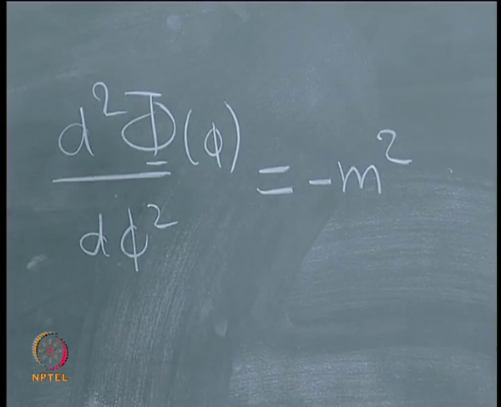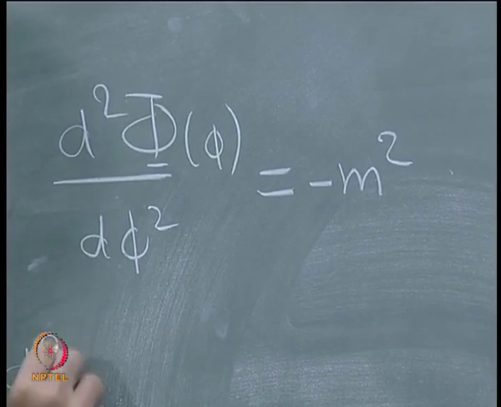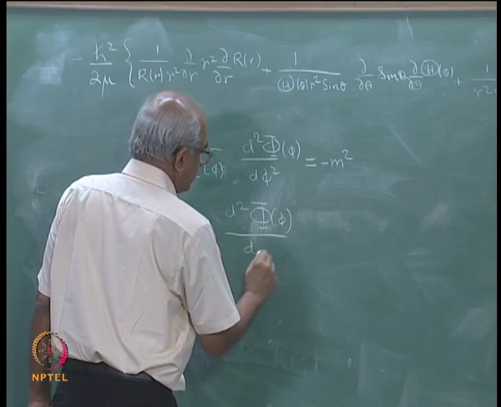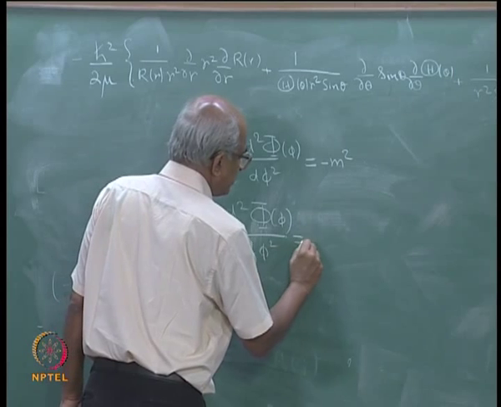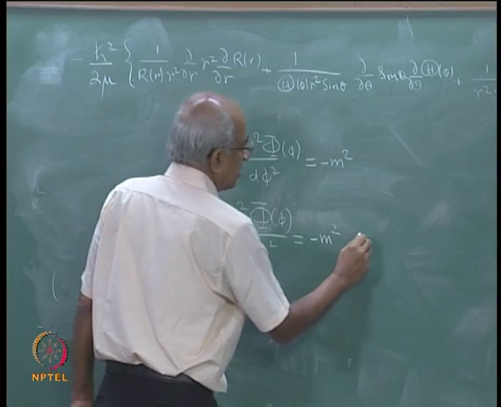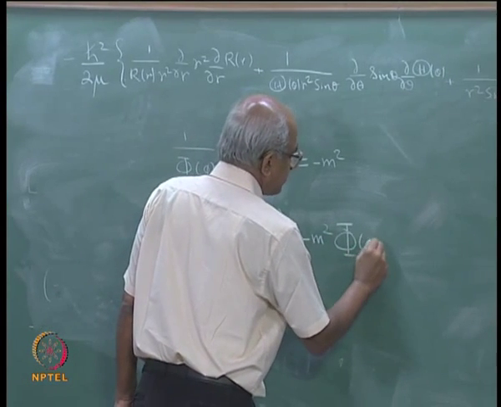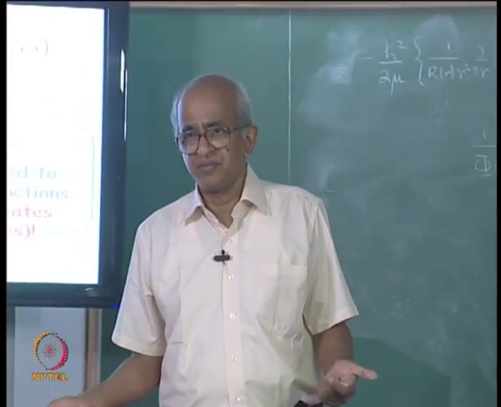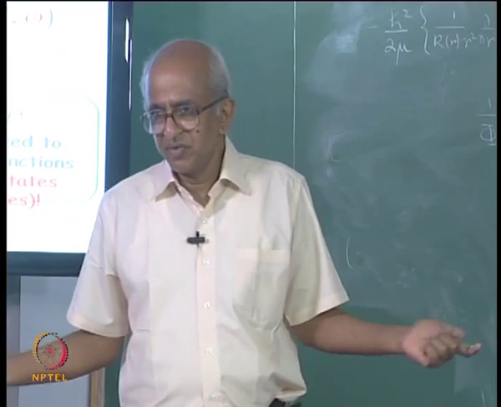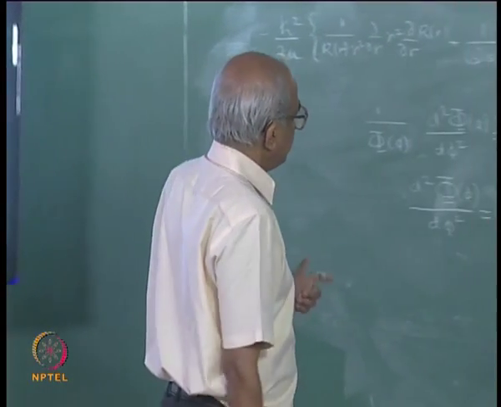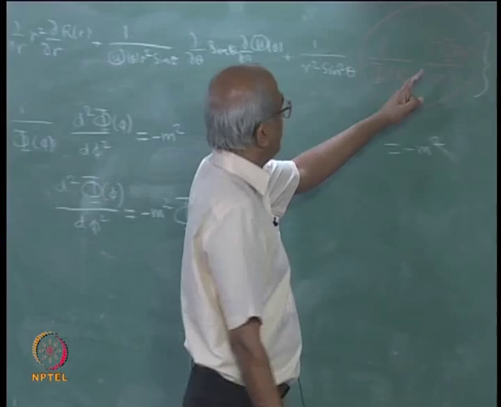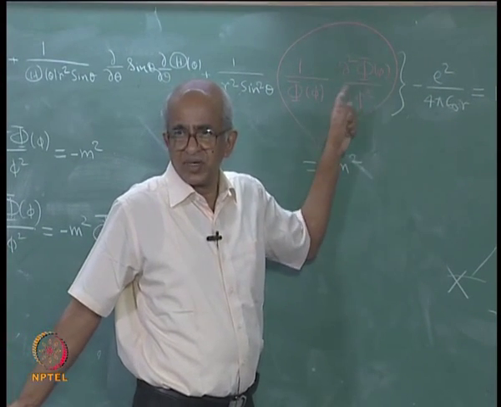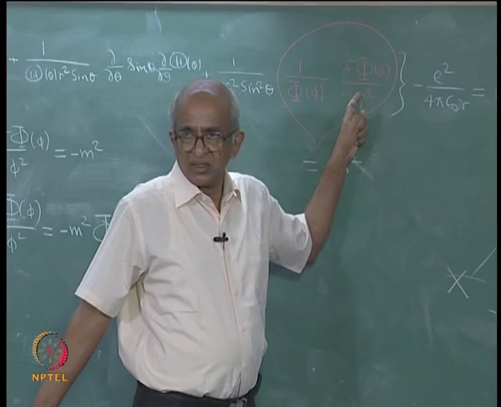Or if you multiply throughout by capital Phi, what happens is you will get d square capital Phi by d phi square is equal to minus m square capital Phi of phi. This is a fairly simple differential equation and you can solve it, right, not difficult to solve at all. So therefore we have successfully found what capital Phi should be. I mean, we will solve it later, but we have found an equation that capital Phi satisfies, right.